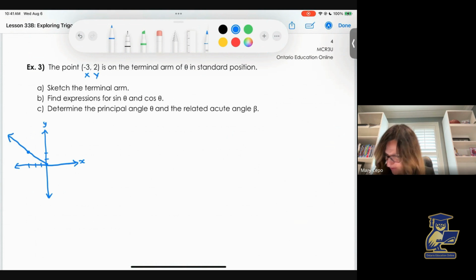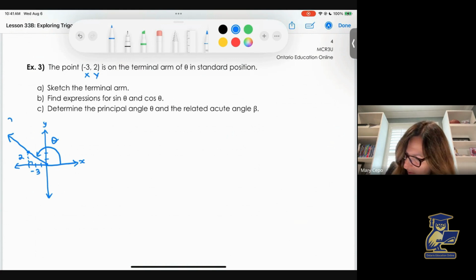So we have that our principal angle is in quadrant number 2 from here to here. So x is -3, y is +2. Notice we need all three values, both coordinates and the radius, which we can calculate using the Pythagorean theorem. So we've done a quick little sketch. We know this is my angle, and we need to determine the radius before we can state the ratios.